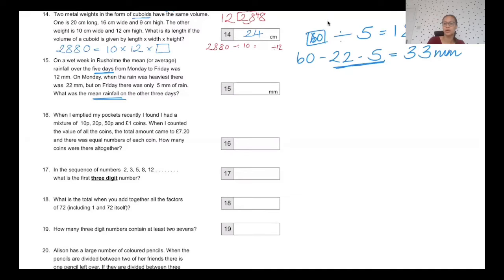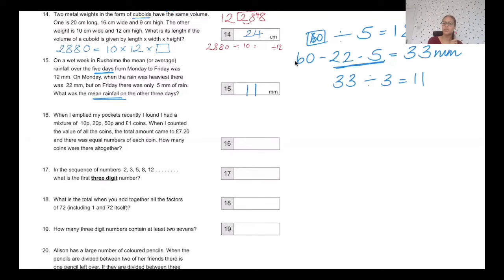You can unmute. So the mean rainfall on the other 3 days. 33 divided by 3. Yes, good. Thanks for the method there as well. So 33 divided by 3 equals 11, yes. Okay, back on mute, please. Okay, so our answer to that is 11.